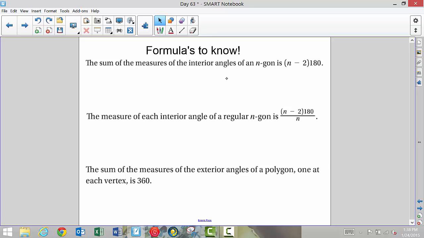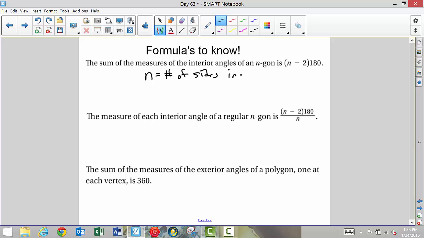So to sum up my lesson, the sum of the measures of the interior angles of an n-gon is n minus 2 times 180. So n is going to equal the number of sides in the polygon.